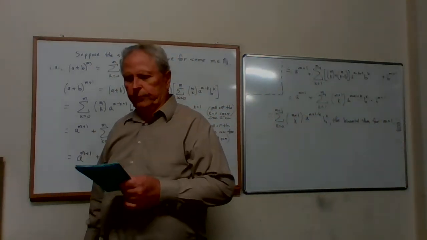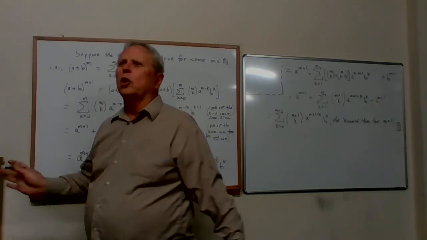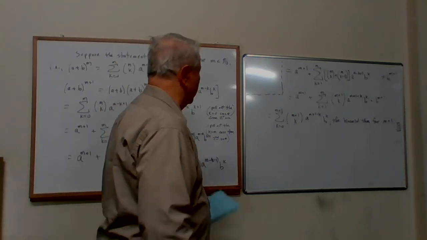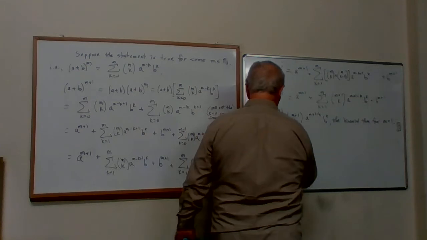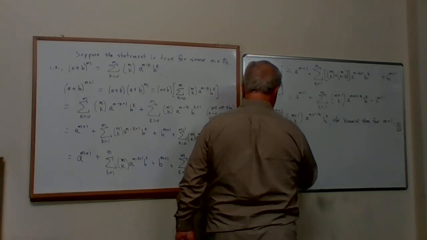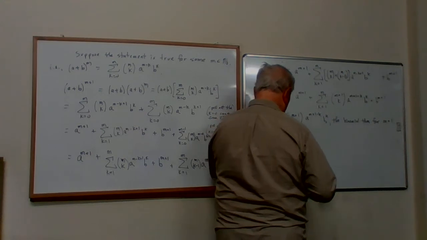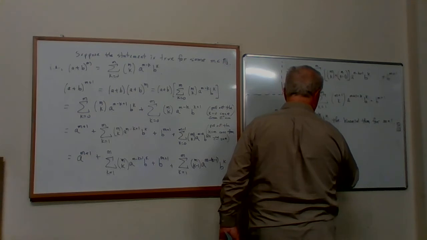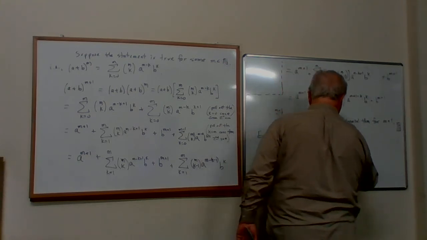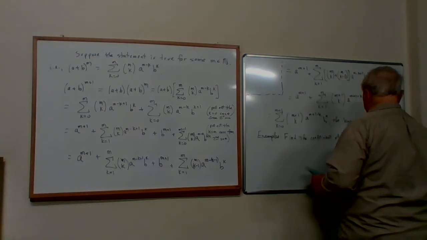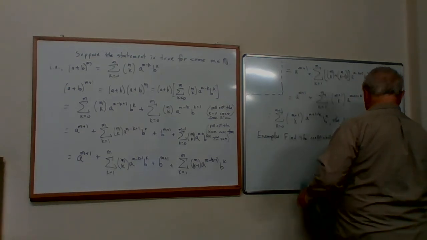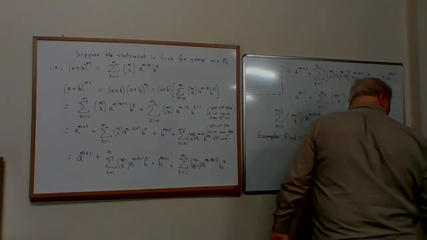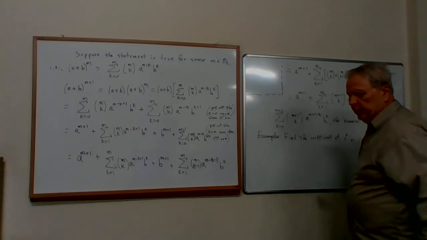Let's do an example or two. Okay, and then we're going to totally change topics, so we'll be done for today when I'm done with this. So, example. Find the coefficient of x cubed in 1 minus x to the 5th. Okay, 1 minus x to the 5th.